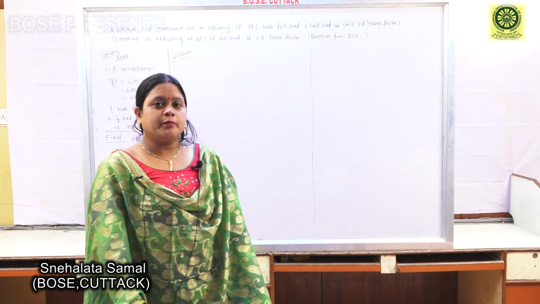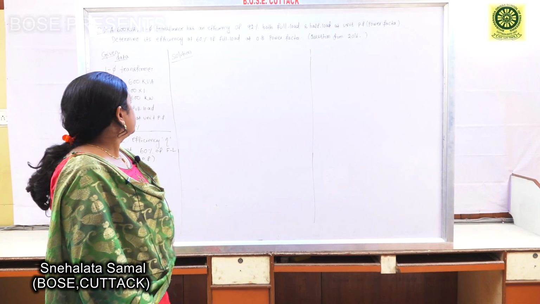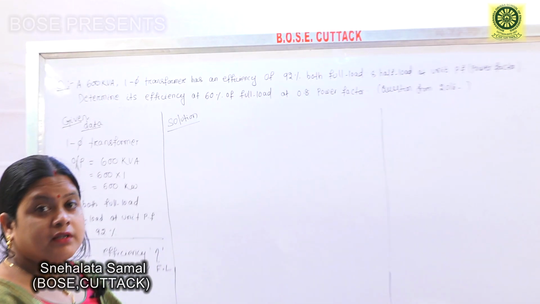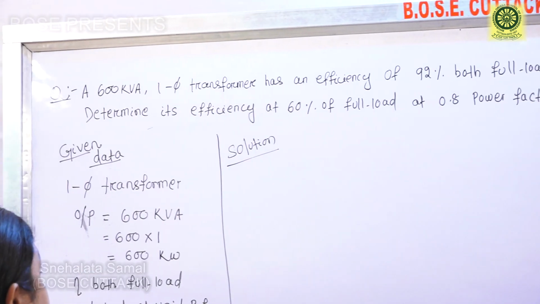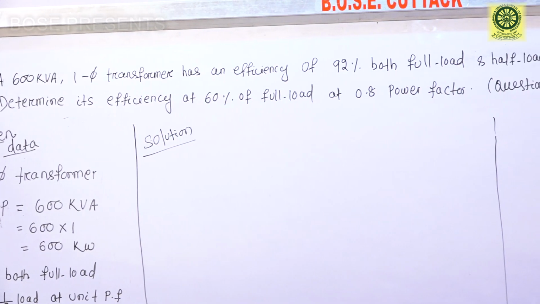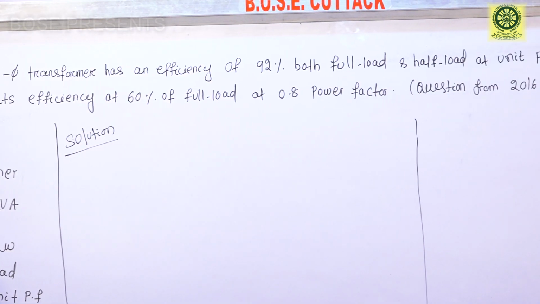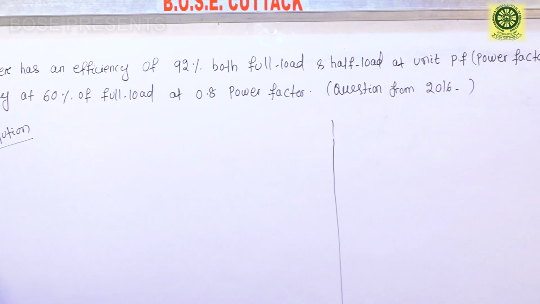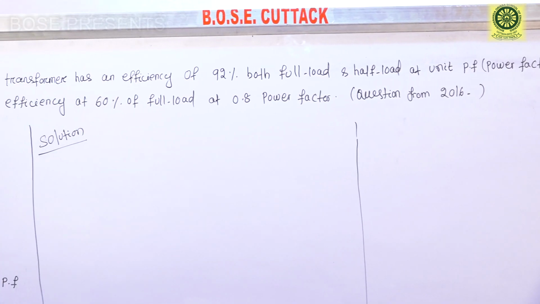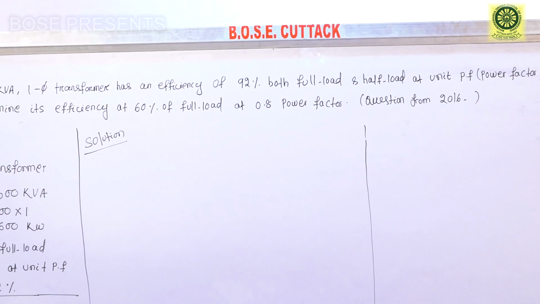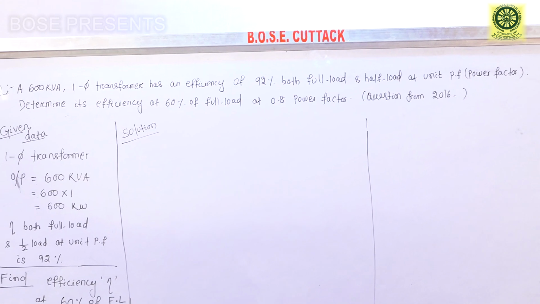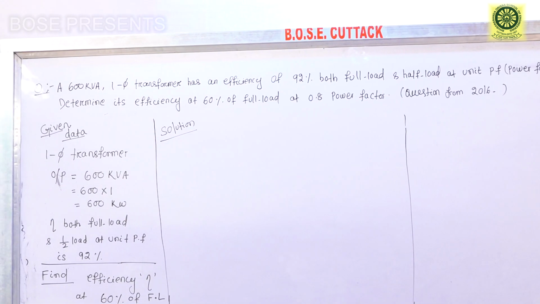Today I will solve a problem of energy conversion 1, which is based on single phase transformer. See the question. A 600 kVA single phase transformer has an efficiency of 92% at both full load and half load at unity power factor. Determine its efficiency at 60% of full load at 0.8 power factor. This is the question from 2016.